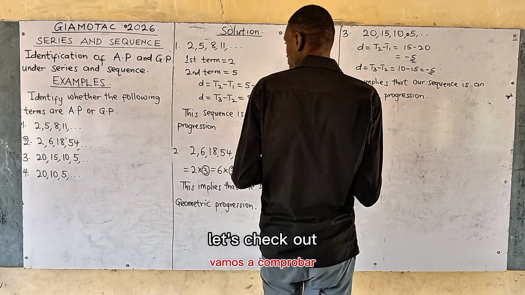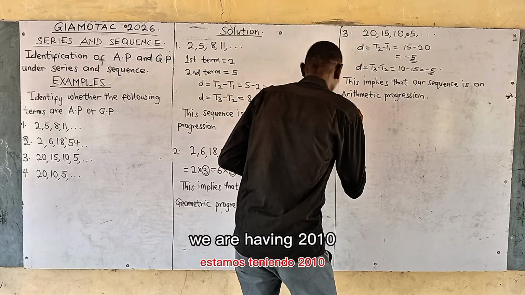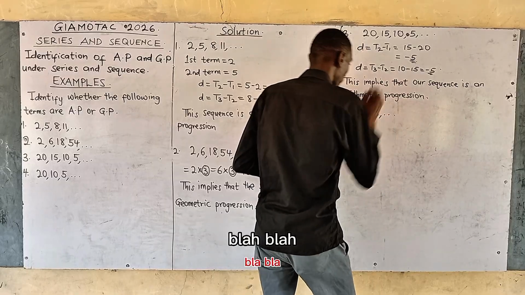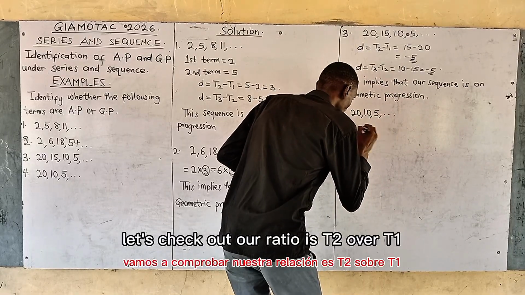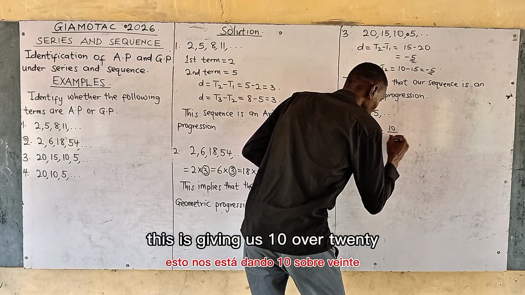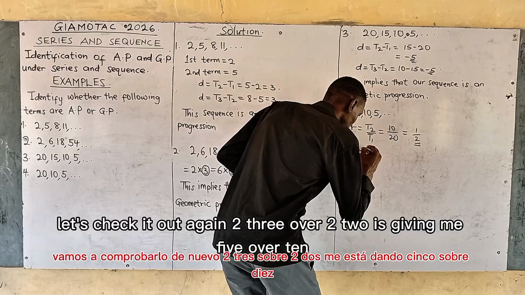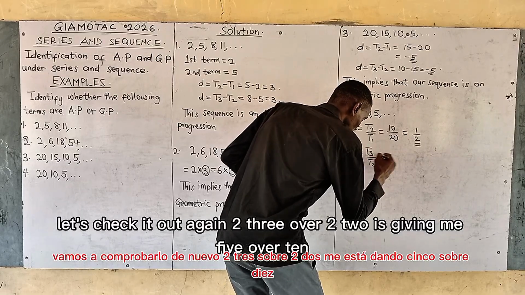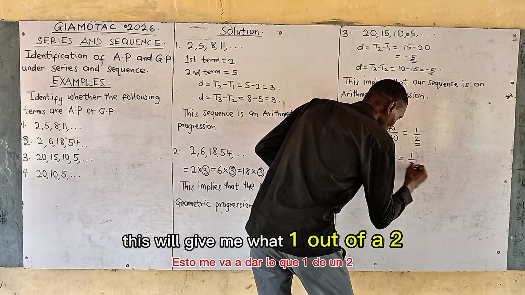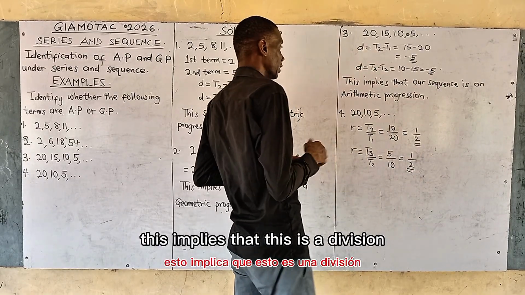Let's check out the last one on the list. We have 20, 10, 5. Let's check. Our ratio is T2 over T1. This is giving us 10 over 20. From here we get a half. Let's check it again. T3 over T2 is 5 over 10. This is giving me what? 1 over 2. This implies that this is a division.